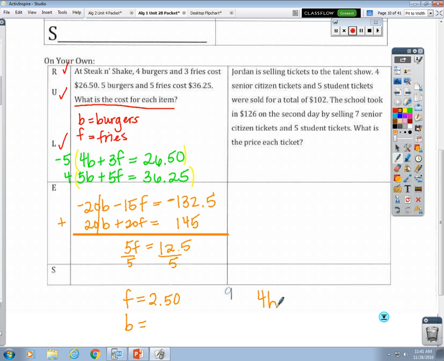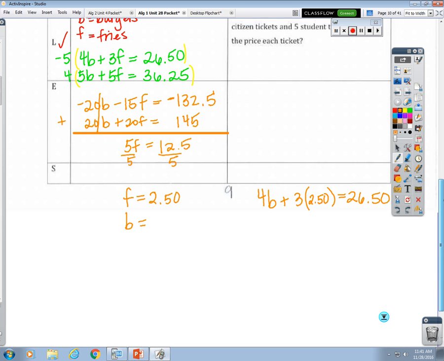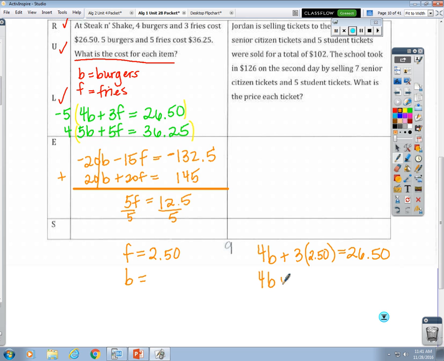Now keep in mind, you're plugging into the original before you multiply it. So like 4b plus 3f equals 26.50 was my first original equation. You don't have to plug into that one. You can plug into any of the 4. Why did I not write the f beside the 3 though? Because I know F is 2.50. So now, don't I have 4B plus, what is 3 times 2.50? 7.5 equals 26.50.